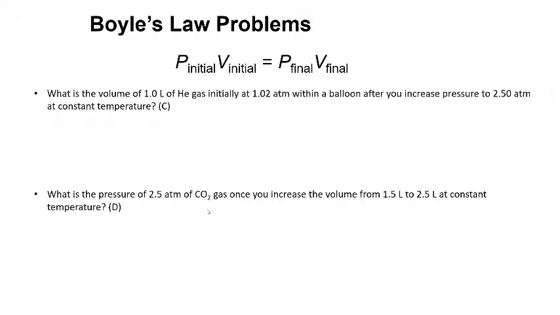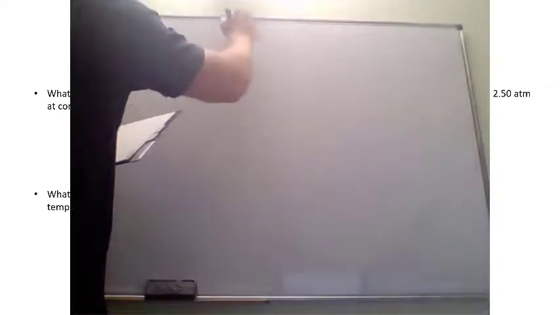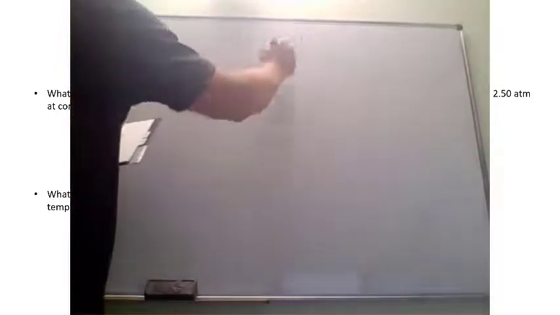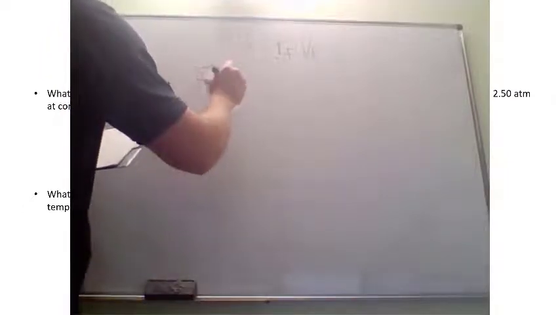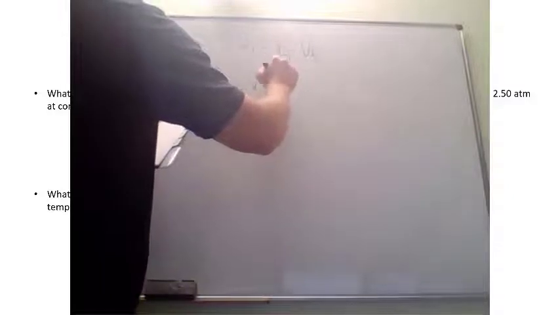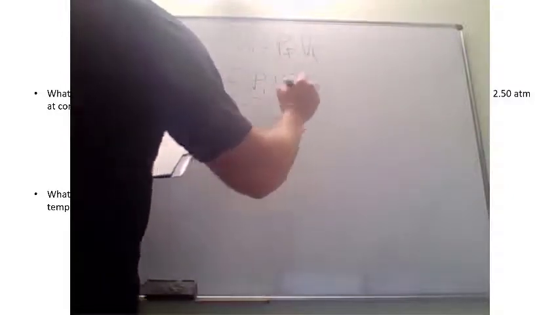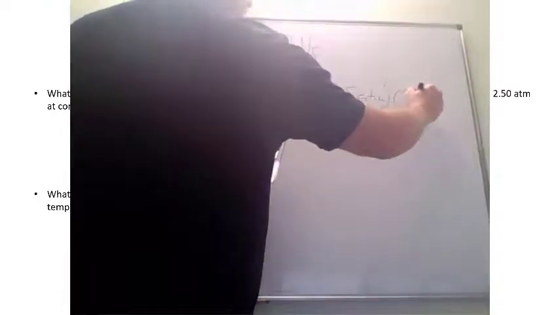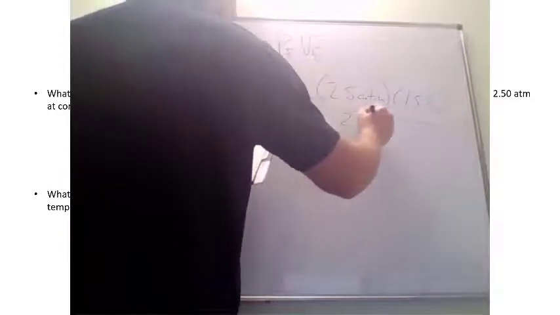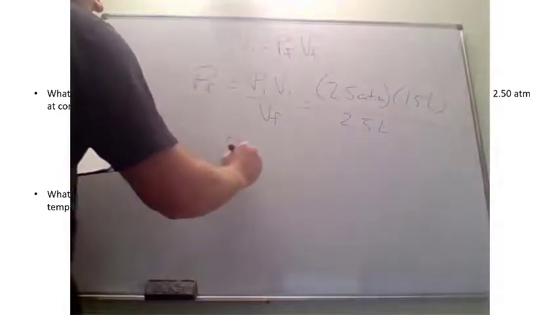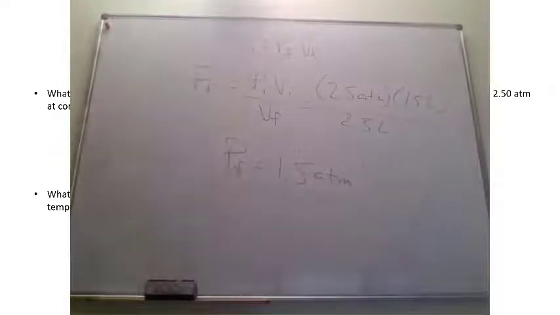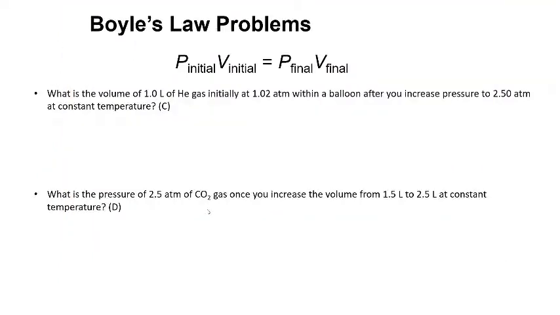So again here, we're going to deal with our P initial, V initial is equal to P final times V final. And here we're solving for P final. So we rearrange the equation, stating that P final is equal to pressure initial times volume initial over volume final. Plug and chug, 2.5 atmospheres times 1.5 liters over 2.5 liters is going to give us a final pressure equal to 1.5 atmospheres. So very straightforward problem for Boyle's law.